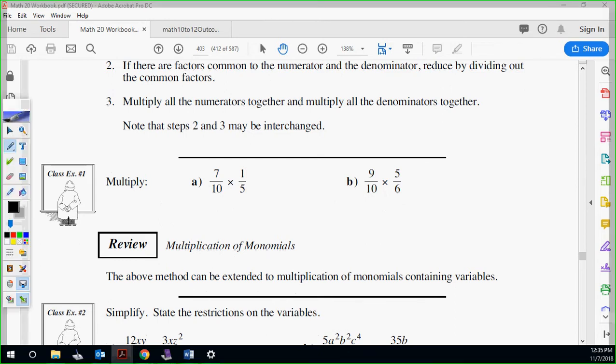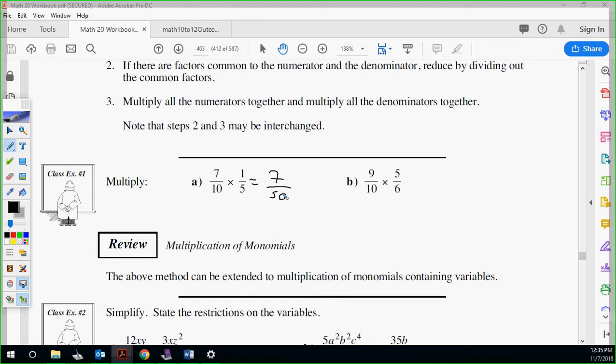So you can ask yourself, does 7 have anything in common with 5? No. And then 7, 10, 1, and 10, nothing's in common here. So this one's going to be simplified when I go straight across. 7 over 50. That's as simple as it gets. The reason is, well, 7's prime, and 1 and 2, you can see there's no factors that cancel. All right, I'm going to show you 2 ways to do the second one here, and I don't care which way you like. Okay? You get to choose.